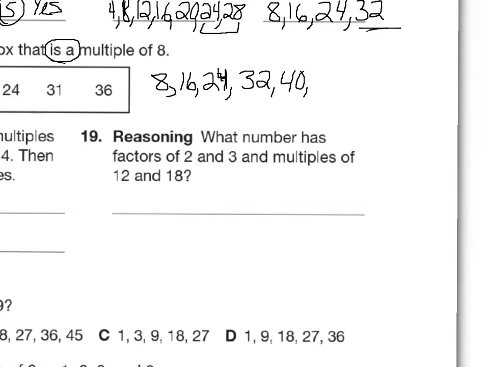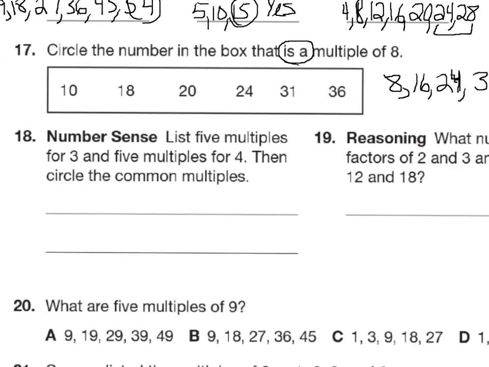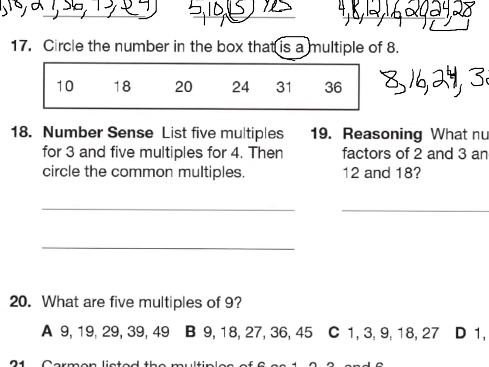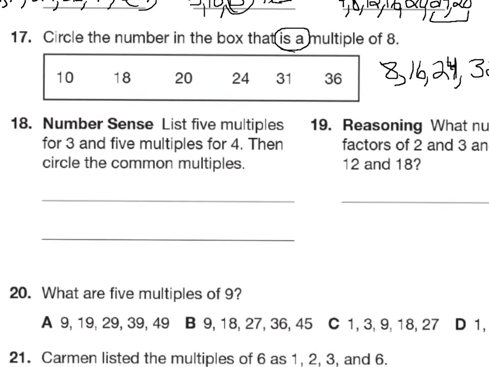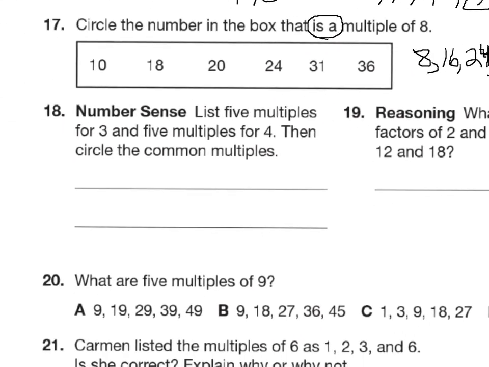Oops. 8 times 6 is 48. 8 times 7 is 56. Alright, let's see. Do we have enough now? Alright, so is 8 there? Nope. I'm sorry, is 10 there? Nope, we don't have 10 listed.